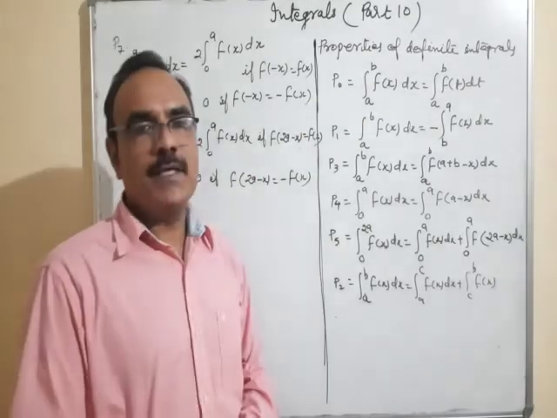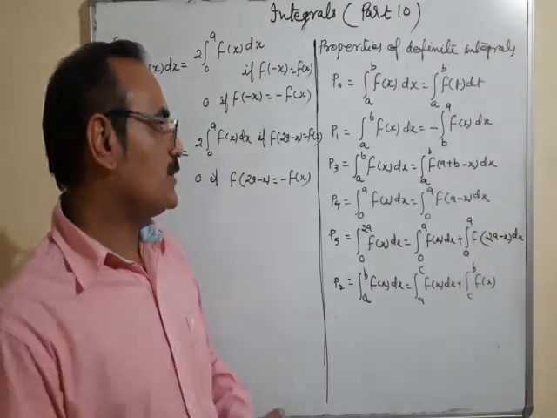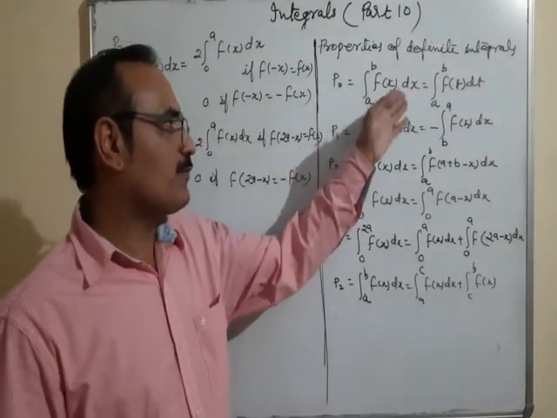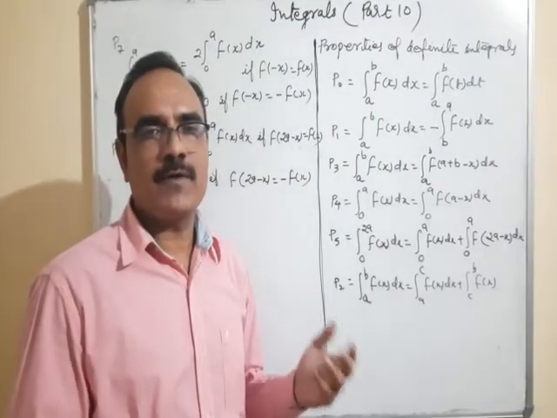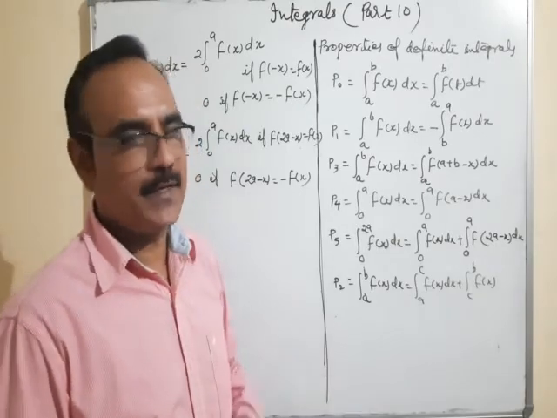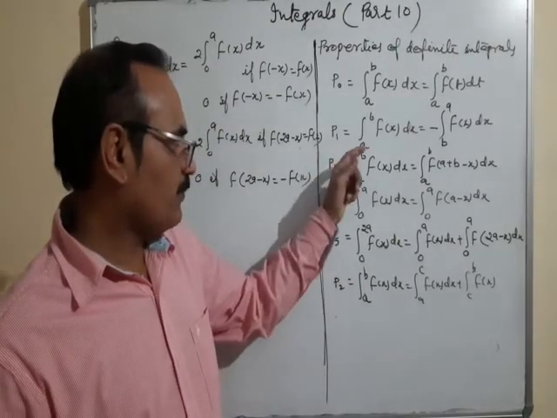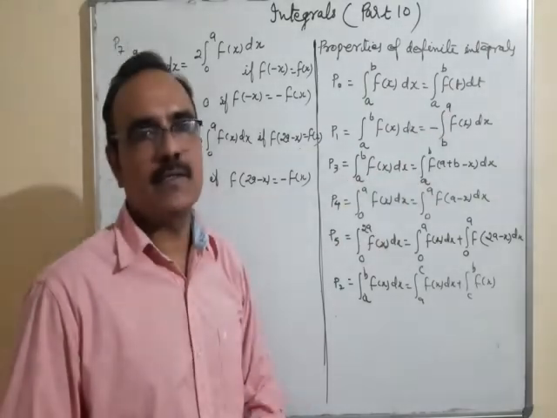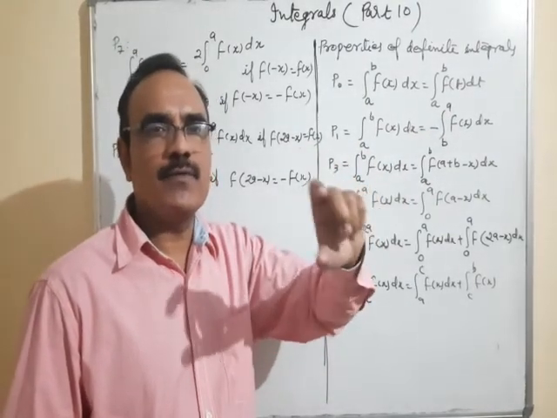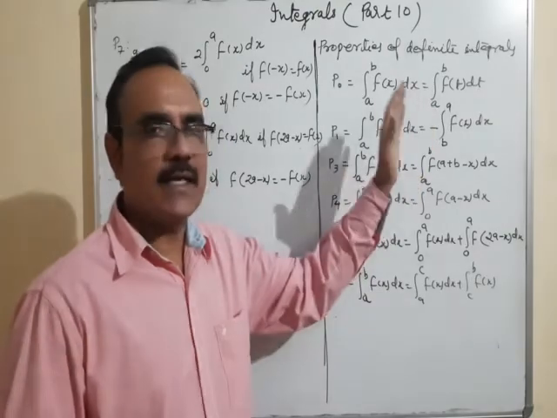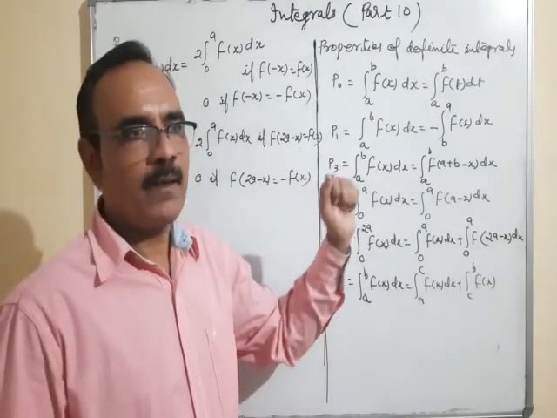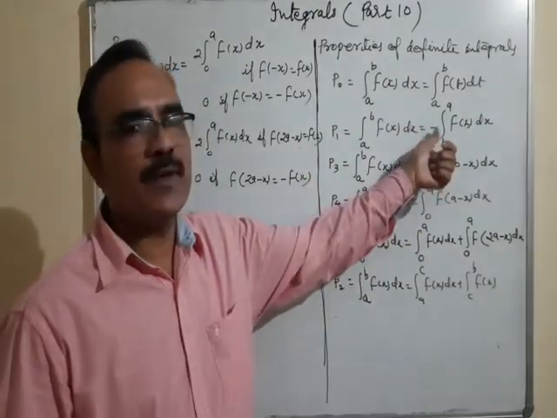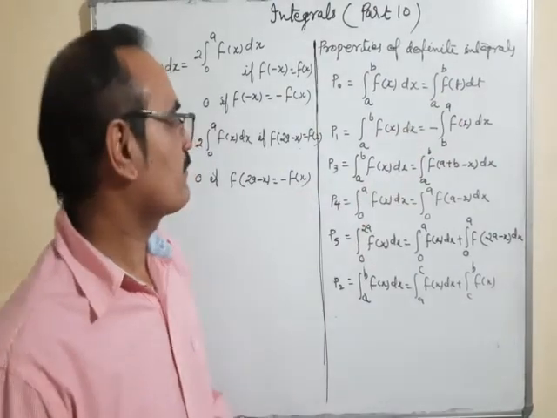First property, P0. The integral from A to B of f of x dx is equal to the integral from A to B of f of t dt. There's no problem, I think everybody understood it. P1: the integral from A to B of f of x dx is equal to minus the integral from B to A of f of x dx. When you interchange the limits, a minus sign comes outside. If you want to remove this minus, you can just switch the limits.